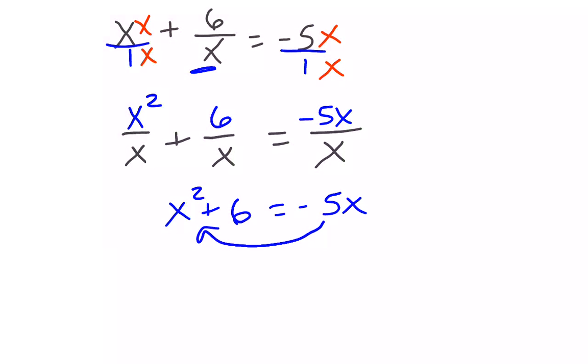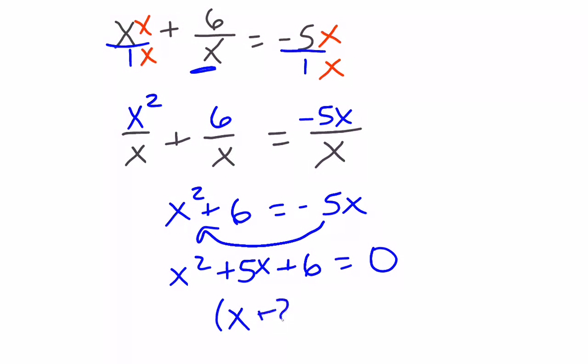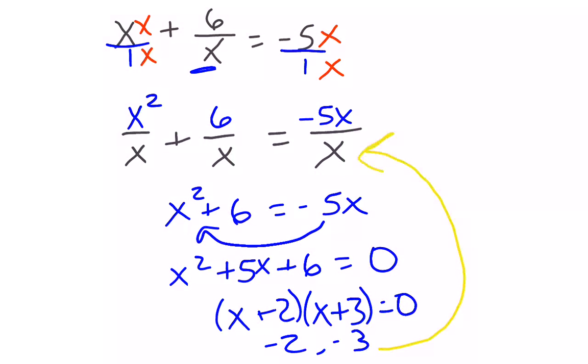This time I'm going to move the negative 5x over here in the middle so it's in standard form. And that would factor to x plus 2 times x plus 3, which means my two solutions are -2 and -3. Once again, thinking about substituting that back into my denominator, it will not make it 0. It would make the denominator -2 or -3. So it is perfect, and we're good to go. So my answer is, once again, -2, -3. Both of those should make my equation equal.